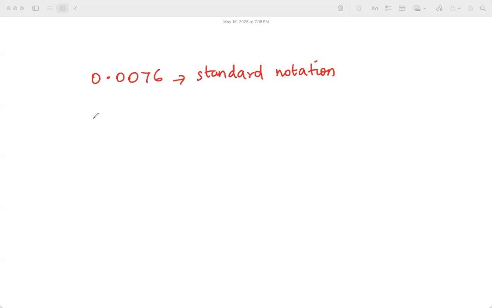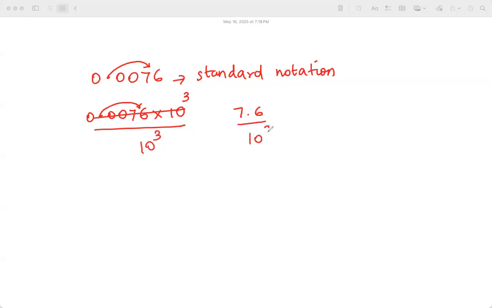Now, how to convert it to scientific notation? I want to bring it to a number between 1 and 10. So, move 3 decimal places to the right. What action should you do to move 3 decimal places to the right? Multiply by 10 power of 3, divide by 10 power of 3. Make sense? If you do that, this decimal place moves here. So this becomes 7.6 divided by 10 power of 3, or I can write it as 7.6 times 10 power of minus 3.